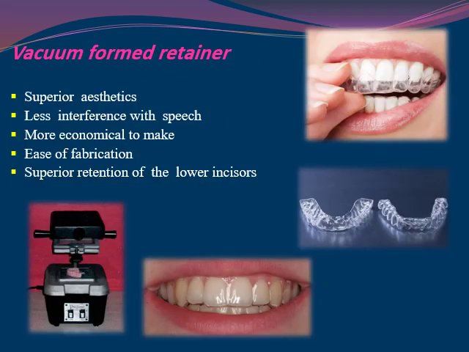The other type of removable retainers is the vacuum-formed retainer. This type of retainer, as we see in this figure, is made from thin transparent thermoplastic material, so it provides a more aesthetic appearance and it is unnoticed. This type of retainer has several advantages over the other types of removable retainer, and it is most commonly used and most preferred by patients.